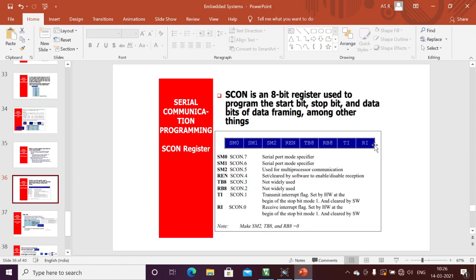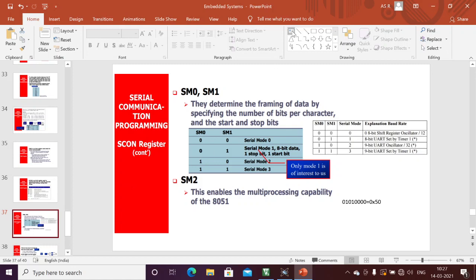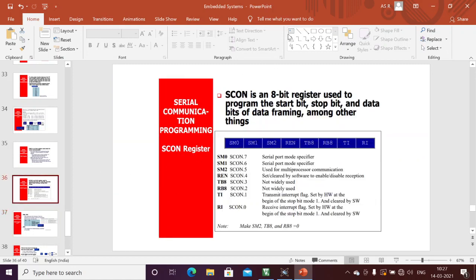And this TI and RI I am initially setting to 0. Whenever there is a successful transmission, TI will be set to 1. Whenever there is a successful reception, RI will be set to 1. Initially I am making them 00. We should initialize with 0x50.